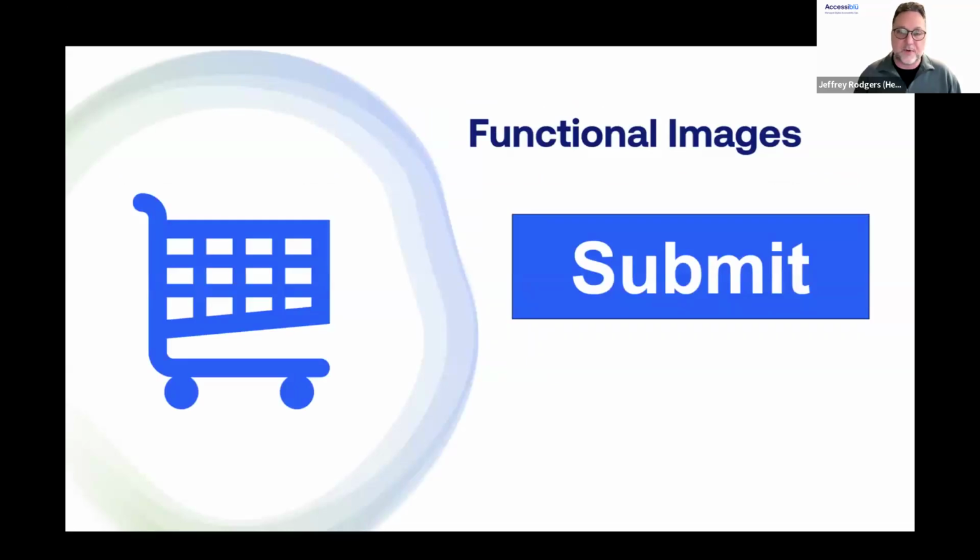Functional images, an example, obviously submit, shopping cart, things like that. We want to make sure that the user knows what they're submitting. So it would be submit for a test, or if it's clicking on the shopping cart, that it's a link. It would say link to shopping cart, not just shopping cart. So again, the user knows where they're going and what that function should be that they would expect.